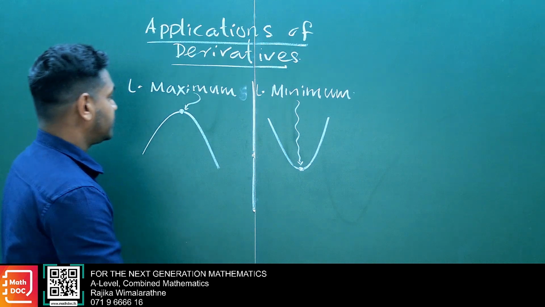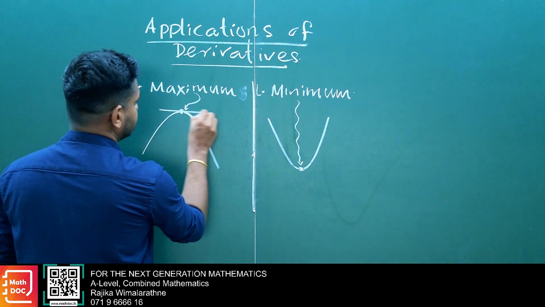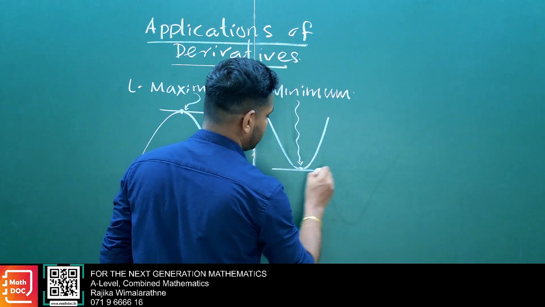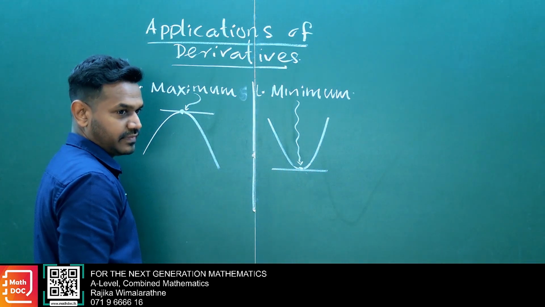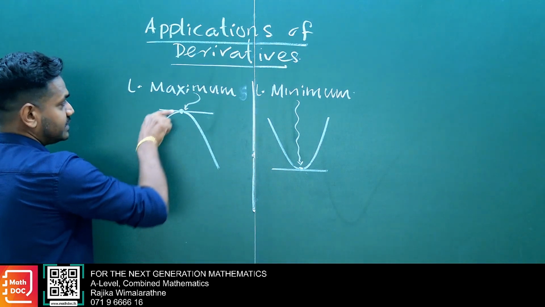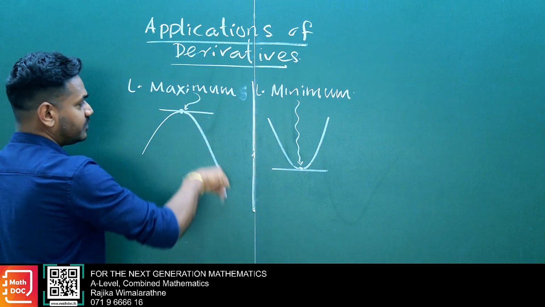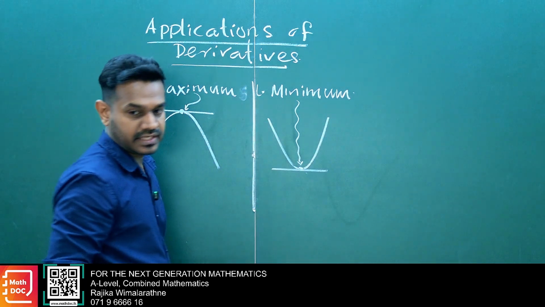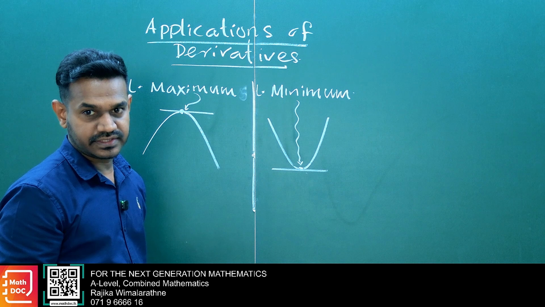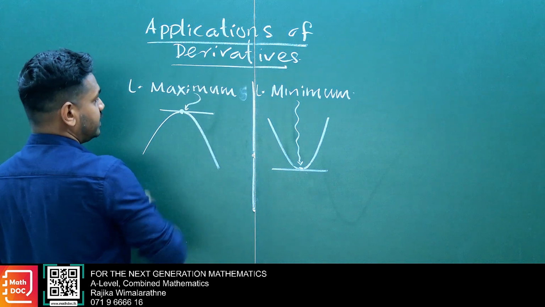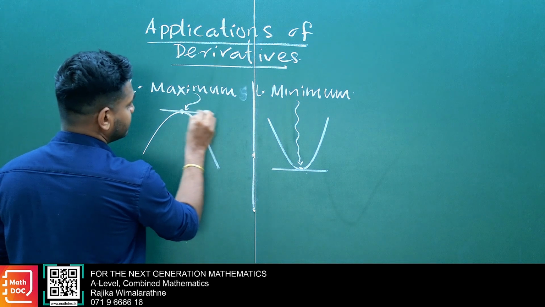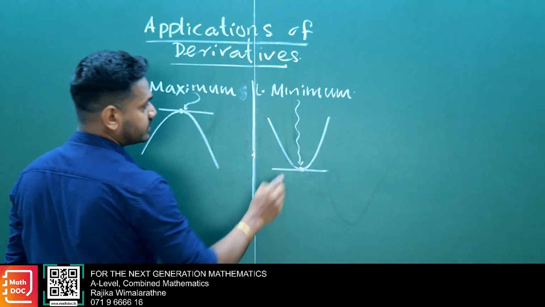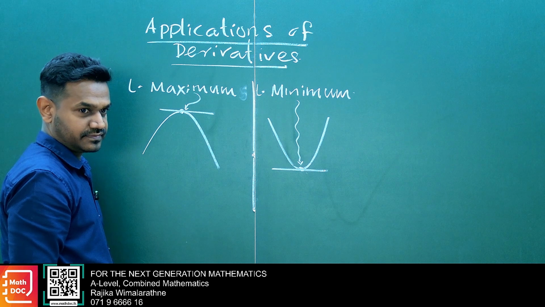When you sketch a tangent here, it is surely parallel to the x-axis. When you sketch a tangent here, that is also surely parallel to the x-axis. It goes like this and it turns. Then this maximum point we call a turning point as well, and the minimum point also we call a turning point. Both are turning points. At the maximum point and at the minimum point, the tangent is parallel to the x-axis.